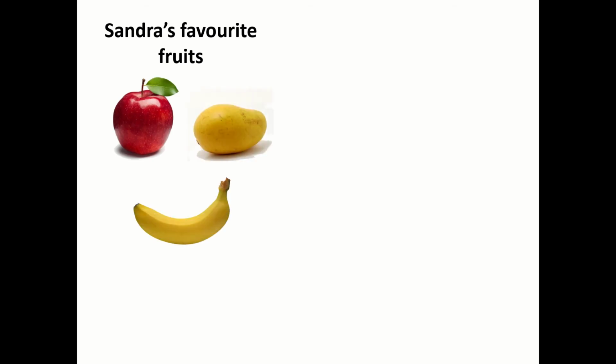Our first set would be about Sandra's favorite fruits: apple, mango, and banana. So we can write that in roster notation with the name of set A. So set A containing the elements apple, mango, and banana.